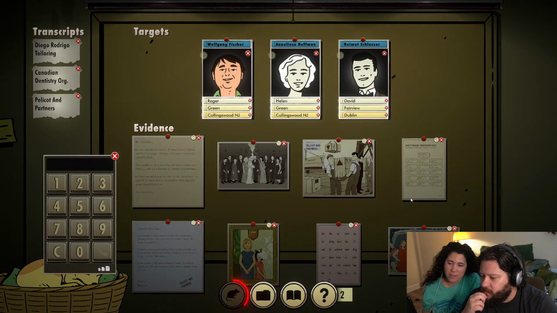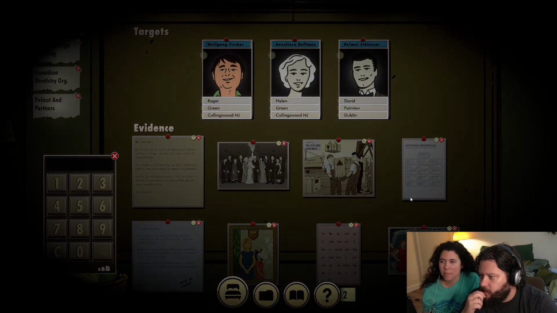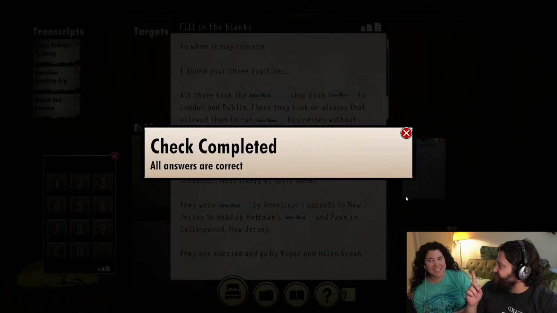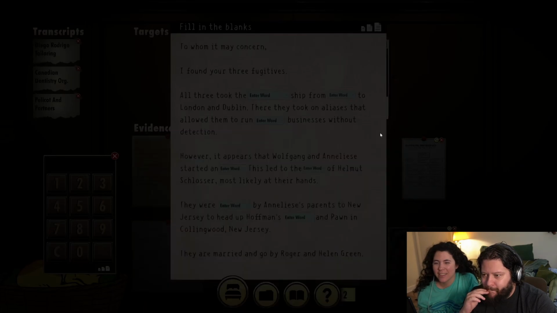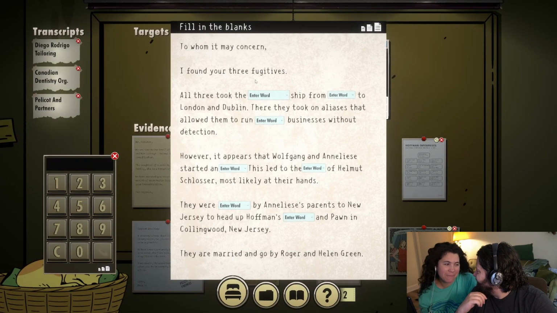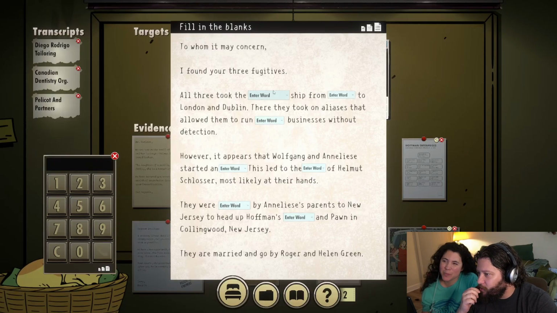Check answers. We did it. We did it. No hints. Oh, I like this one. Yeah, and it's fun to work on puzzles together like this. That was all you, though. You had that one cracked.